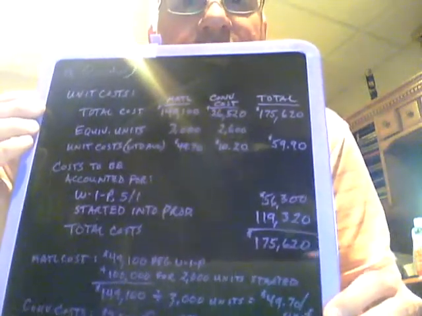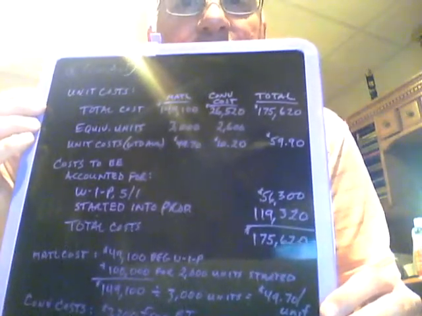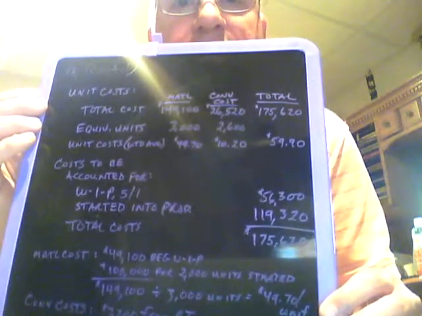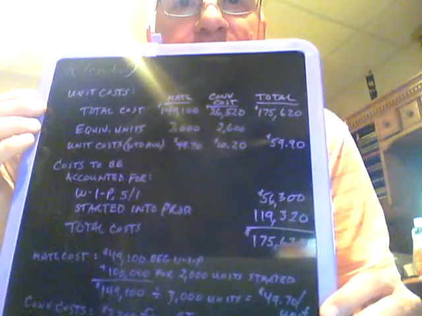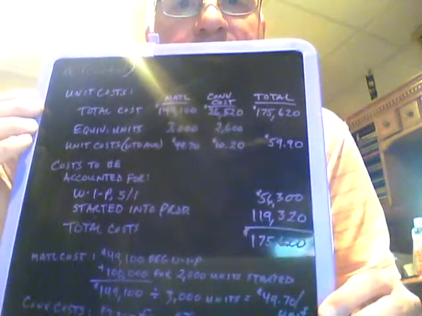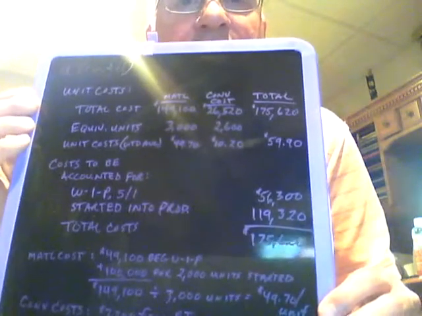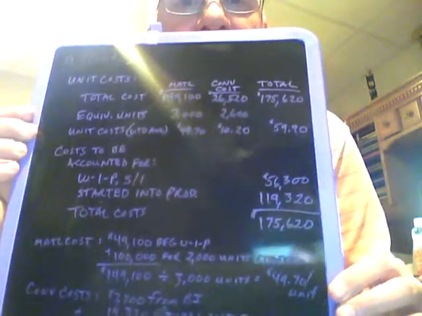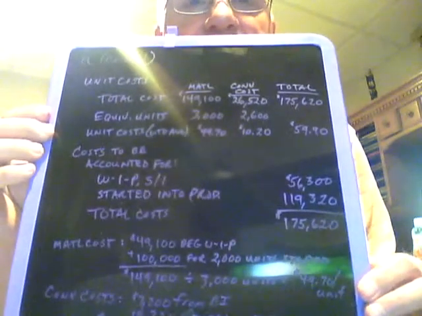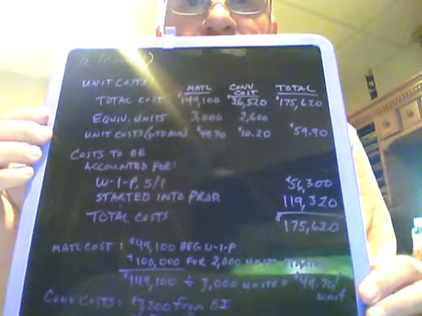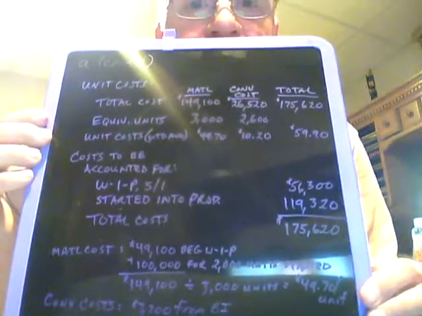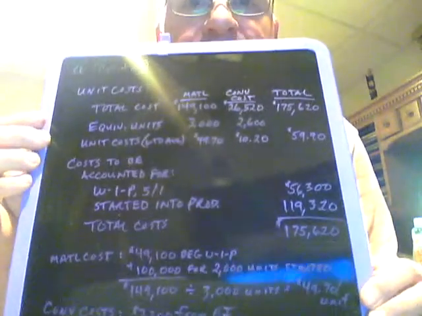Now for conversion costs, we've computed 2,600 equivalent units for conversion cost purposes. We had $26,520 of conversion cost total. So when we divide the 26,520 by the 2,600, we get 10.20 as a conversion cost per unit. Now then adding across the 49.70 material and the 10.20 conversion cost gives us a total weighted average cost per unit of 59.90, and that's going to be important later on here.